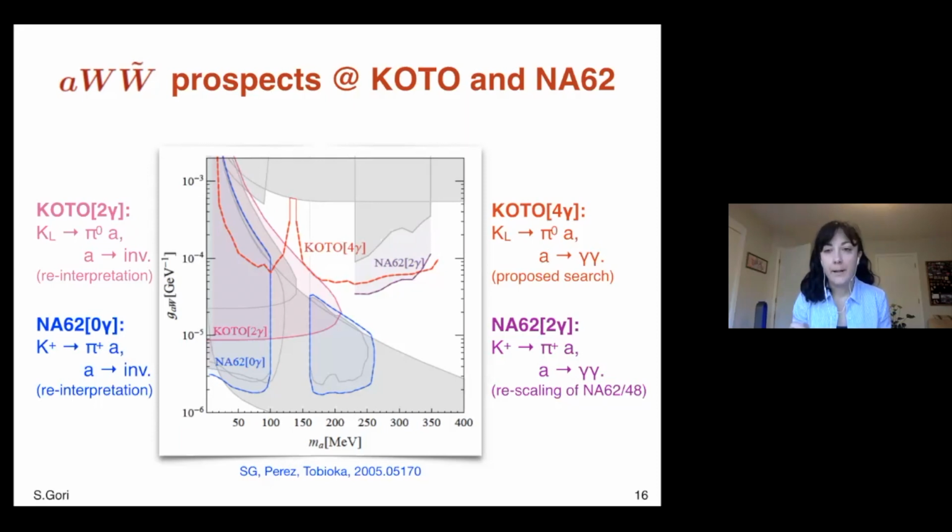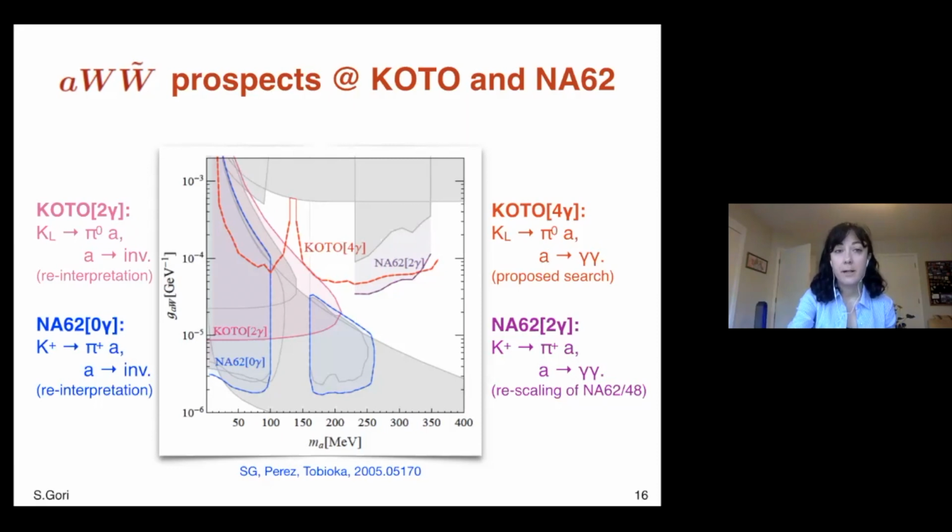Now, if you look at signatures with more than 2 photons, so 4 photons at KOTO or 2 gamma at NA62, where the idea is to look for an ALP decaying to 2 photons, then we see that we have plenty of regions of parameter space that can be probed. In particular, you can see here the red region, everything above this line, can be probed by this proposed search for KOTO that we discussed a few slides ago. And what is interesting is that you can basically close entirely the region below, say, 150 MeV or so, putting together a 4 gamma signature and a 2 gamma signature, where the ALP is either invisible or decays to 2 photons. Okay. That's pretty interesting, and we are looking forward to the real analysis by the KOTO and the NA62 collaborations.